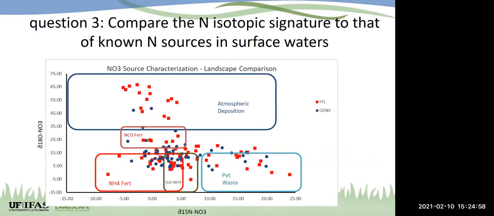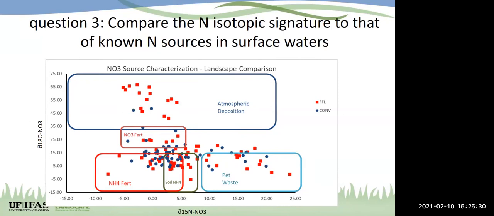Our third research question was to compare the nitrogen isotopic signatures in our samples to known nitrogen sources. So, strange terms here, isotopic signatures. That's just like a fingerprint. It's a tool that we use to identify where nitrogen comes from. We analyze nitrogen in our samples and we look at that isotopic signature, or that fingerprint, and we compare it to known culprits or known sources of nitrogen.